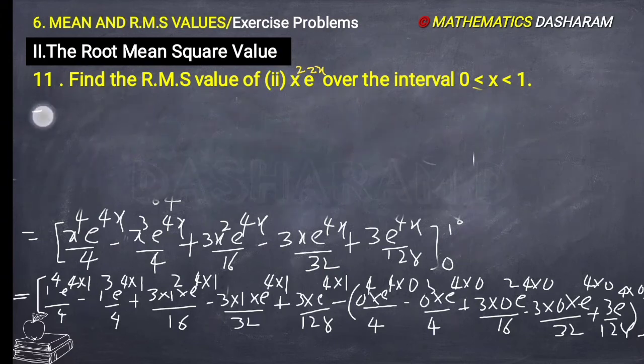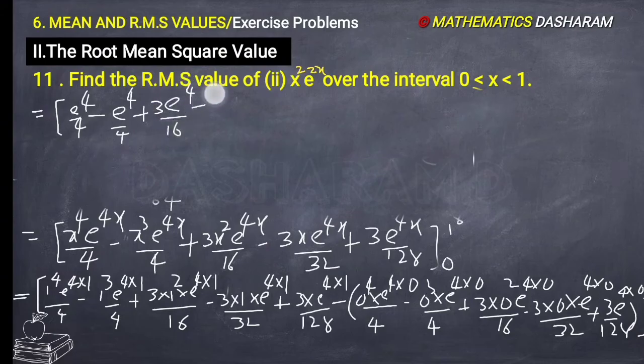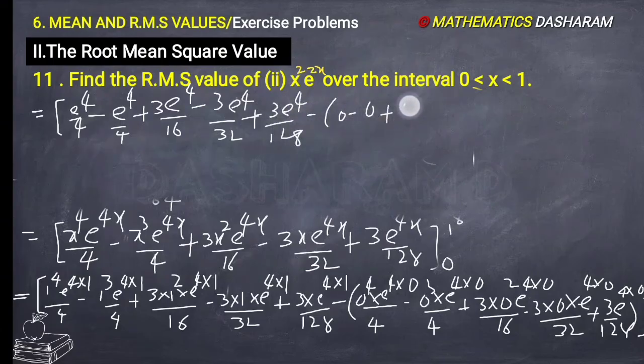It is equal to e to the power of 4 by 4 minus e to the power of 4 by 4 plus 3 into e to the power of 4 by 16 minus 3 into e to the power of 4 by 32 plus 3 into e to the power of 4 by 128 minus 0 minus 0 plus 0 minus 0 plus 3 into e to the power of 0, 4 into 0 is 0, by 128.